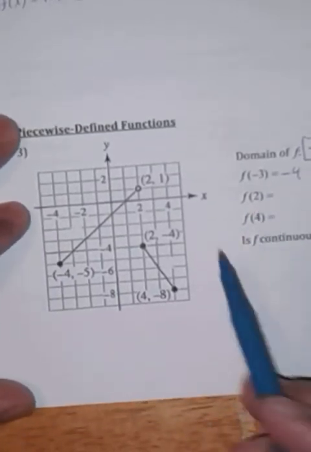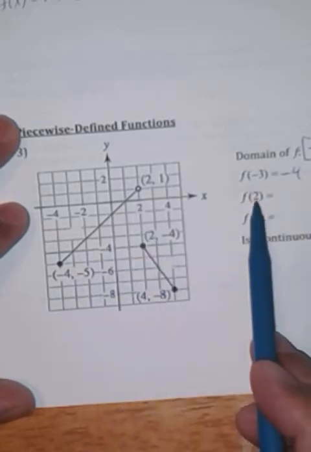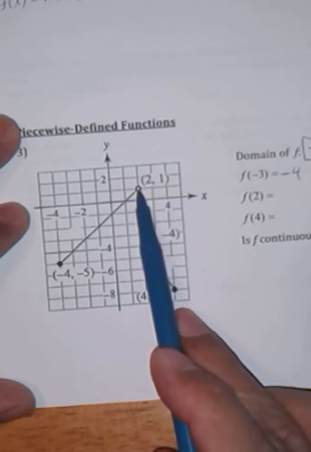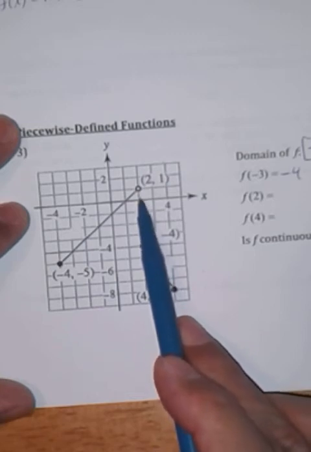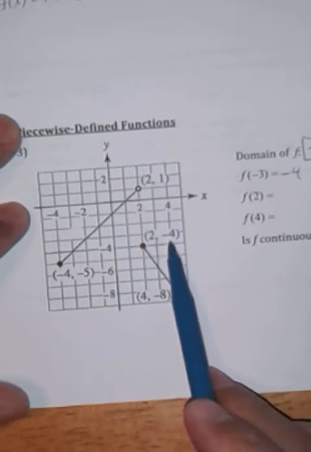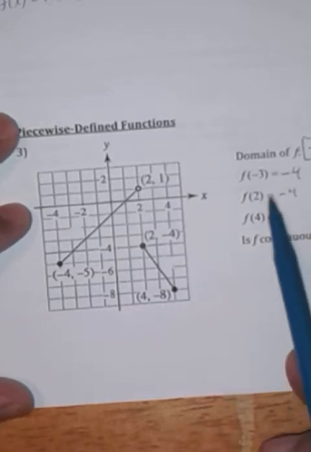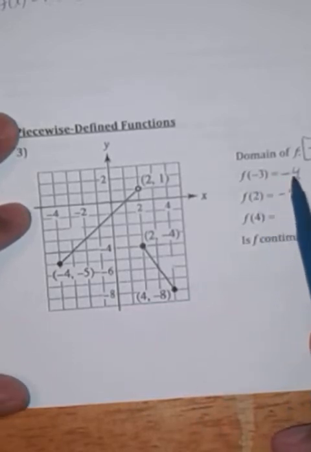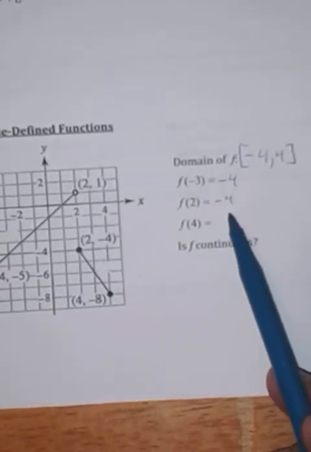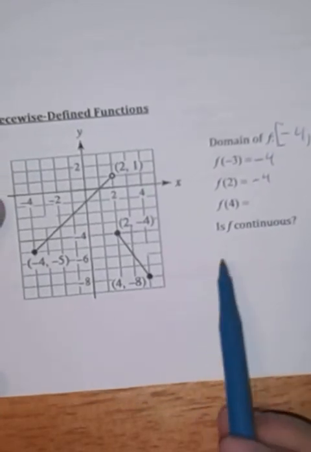f of 2, same thing, exactly the same thing. You go to where x equals 2, because that's what they're telling you, x equals 2. Go to where the point is on the graph. It's not up there, that's a hollow point. That means there's no point there. But it is down here. The y coordinate of that is -4. So f of 2 is -4. Notice that the first one refers to the point (-3, -4), and the second one refers to the point (2, -4). All right.